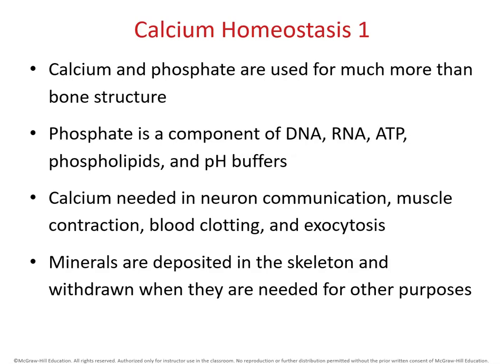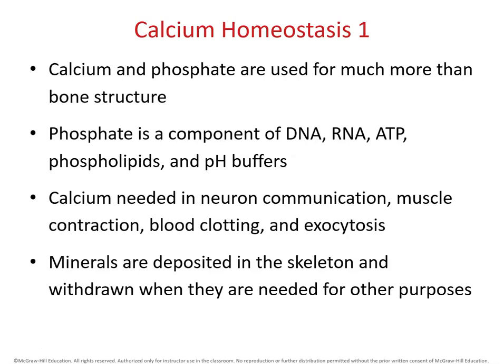Calcium and phosphate have a lot of roles in the body. They are much more important than just being part of bone structure. Phosphate is a component of your DNA, your RNA, your ATP, some of the buffers that maintain your blood pH, also phospholipids that we've talked about previously. Calcium is critical in neuron communication, in blood clotting, muscle contraction, and exocytosis that we've also talked about earlier.